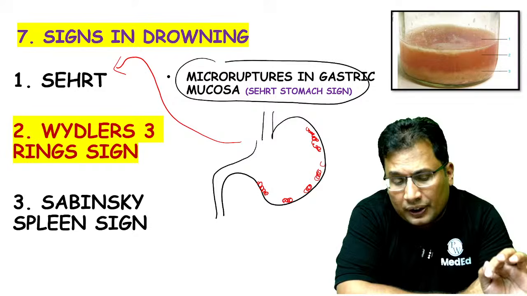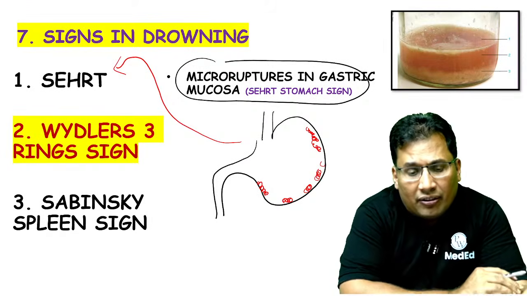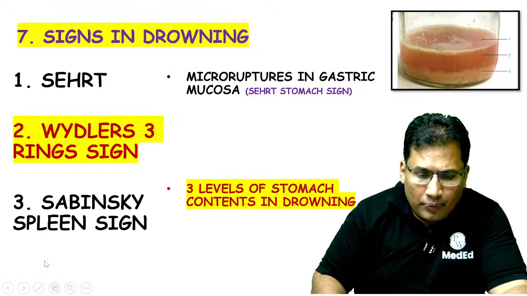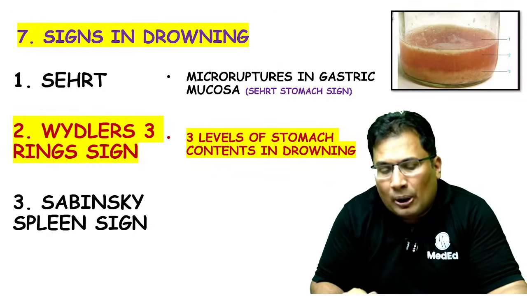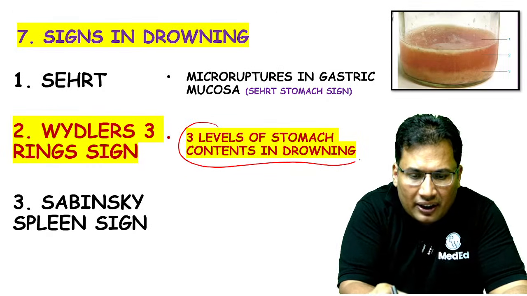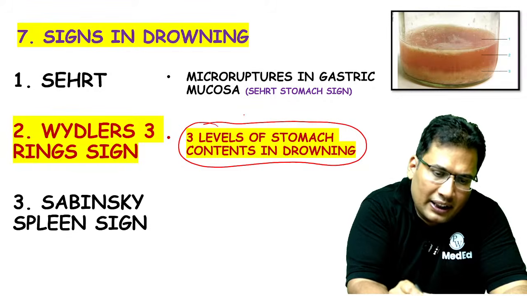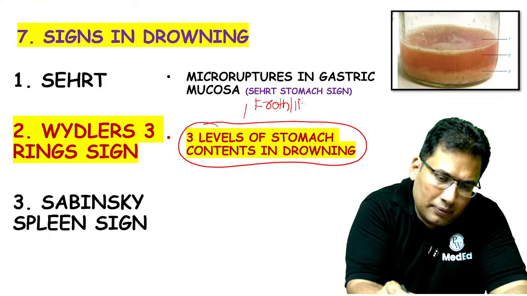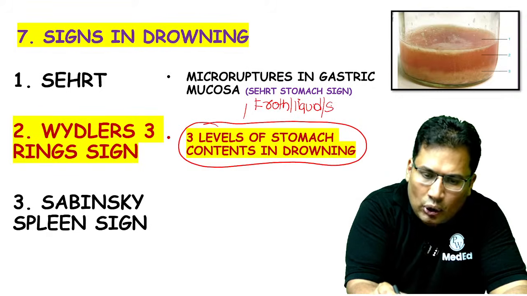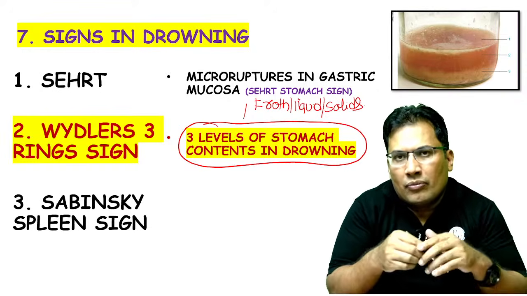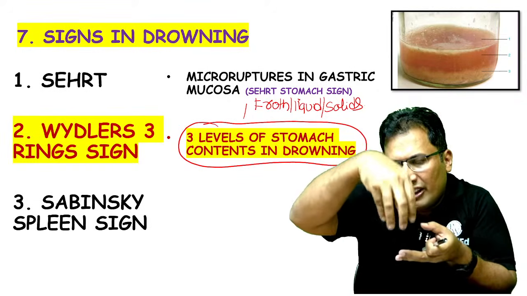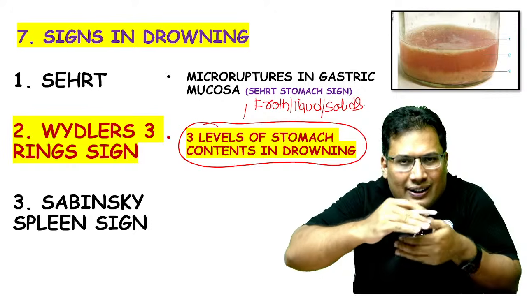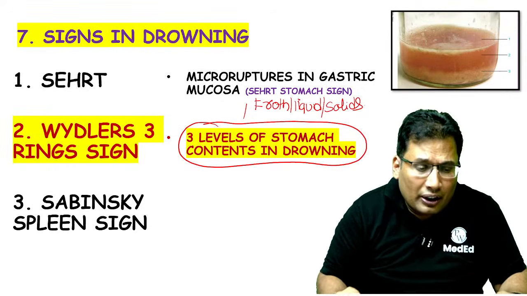Very important viva question. Wydler's stratification sign. It is about the contents of the stomach. 3 levels of contents in case of drowning. The first level is the froth, the second level is the liquid, the third level is the solids. So when stomach contents are placed within a container, there will be 3 levels. At the base, solids, then liquid and froth, especially in case of freshwater drowning.